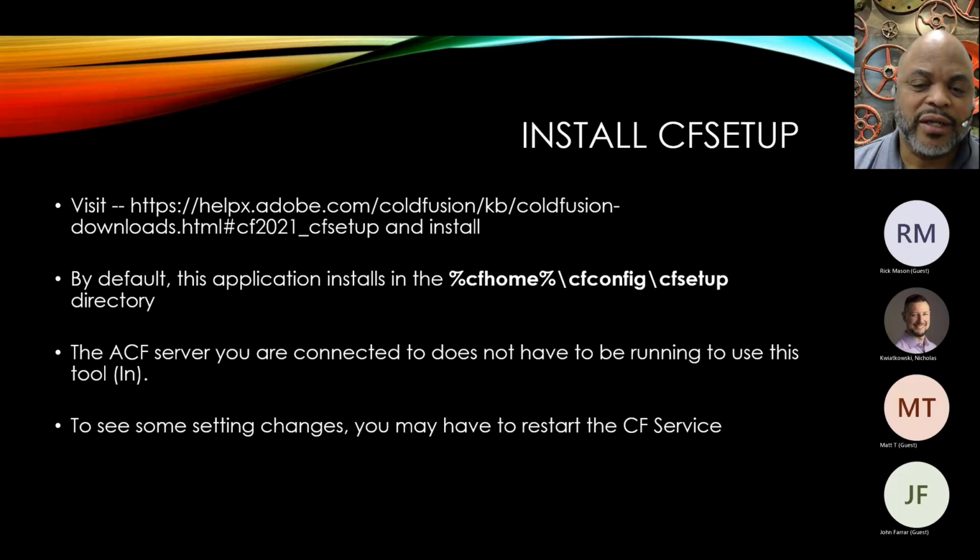The ACF server doesn't have to be connected, similar to CFConfig. To see some of these settings, you sometimes have to restart the CF service. I think there's one setting that Pete Freitag talks about in the lockdown guide where those settings stay until that server is rebooted and cached. I'm pretty sure that's what's causing it.